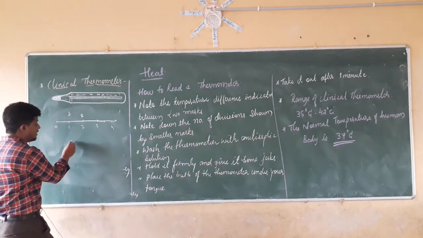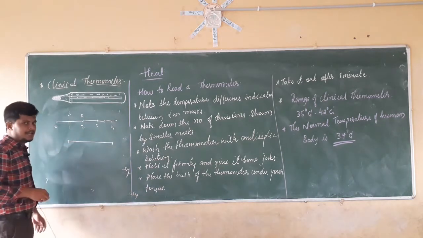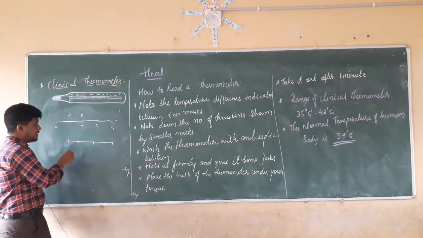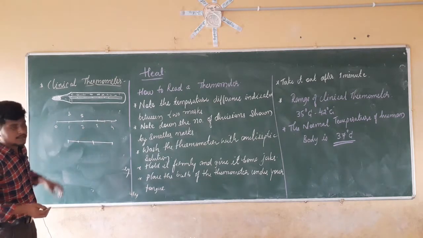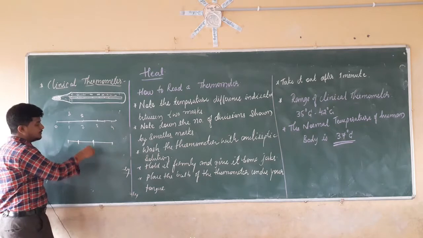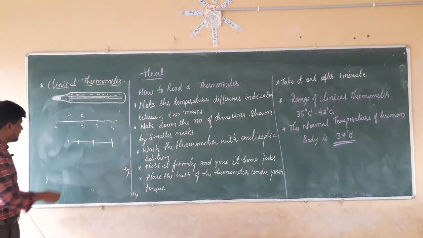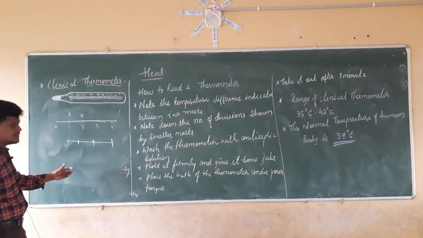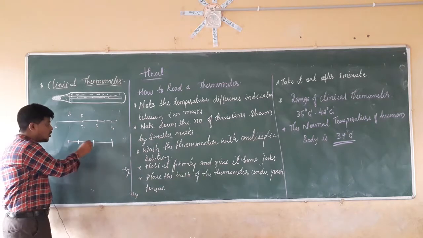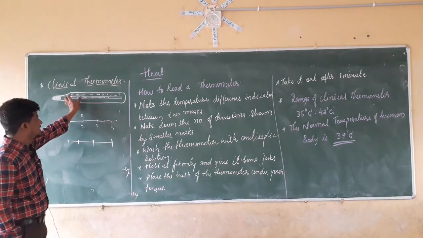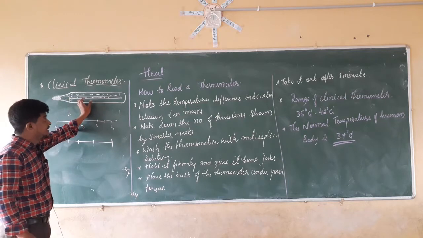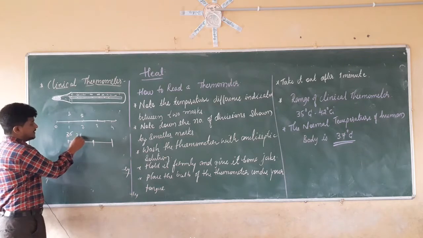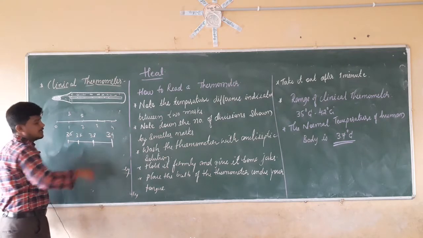In the same manner, when we take a clinical thermometer scale, we have to take the temperature difference between the 2 points or 2 marks. Let this be one mark, this the second mark, this the third mark. Here we take AB, or from 0 to 1. Similarly, we take two marks on the clinical thermometer, like 35 to 36, or 36 to 37, or 37 to 38. Here I will write 36, 37, 38, and it goes up to 42.